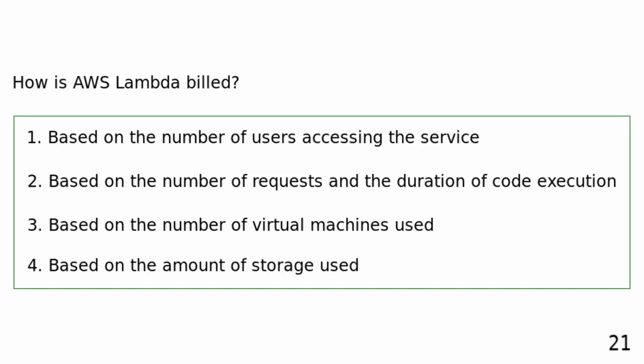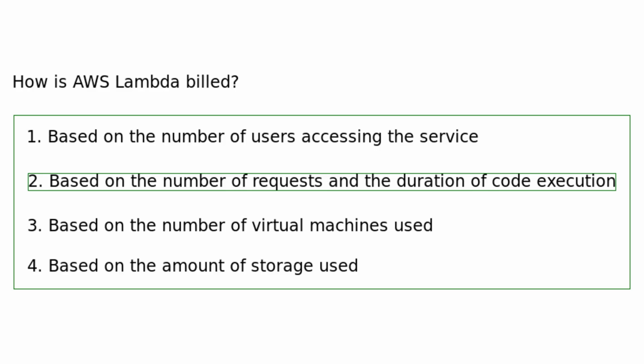How is AWS Lambda billed? Based on the number of users accessing the service. Based on the number of requests and the duration of code execution. Based on the number of virtual machines used. Based on the amount of storage used. AWS Lambda pricing is based on the number of requests for your functions and the time your code executes, rounded up to the nearest millisecond.